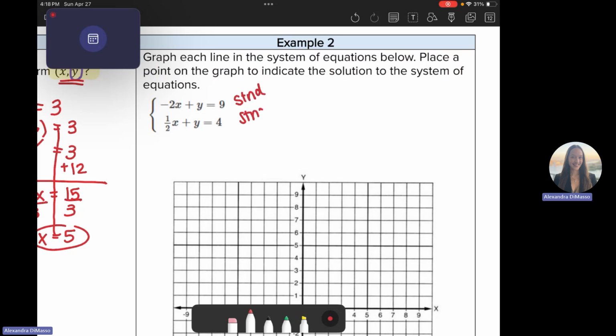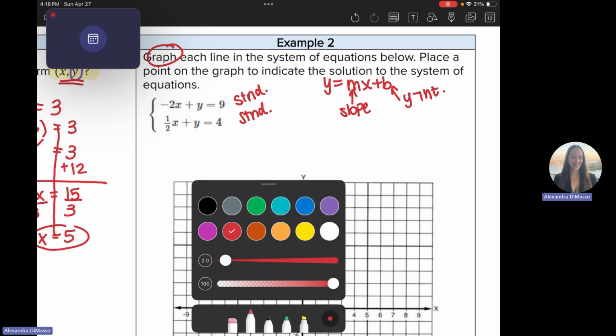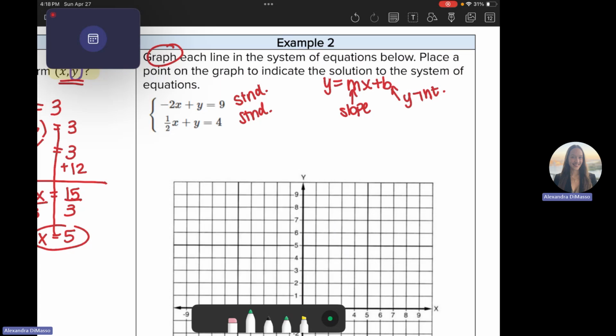But if I want to graph these equations, I need to put them into slope-intercept form, which is y equals mx plus b, right? Where m is my slope, and b is my y-intercept. And so I have to rewrite it in these forms in order to actually graph the equation. So let's take the first one here, do it in two different colors.